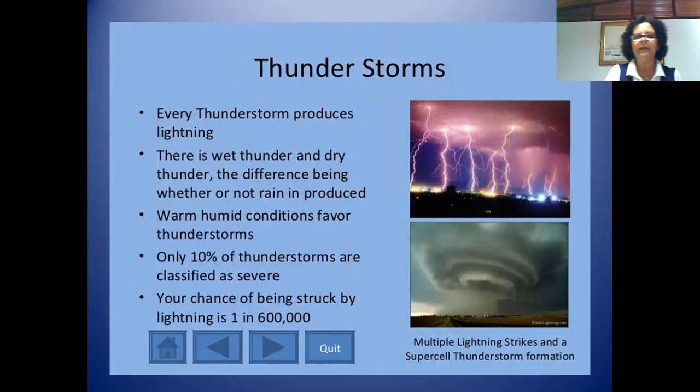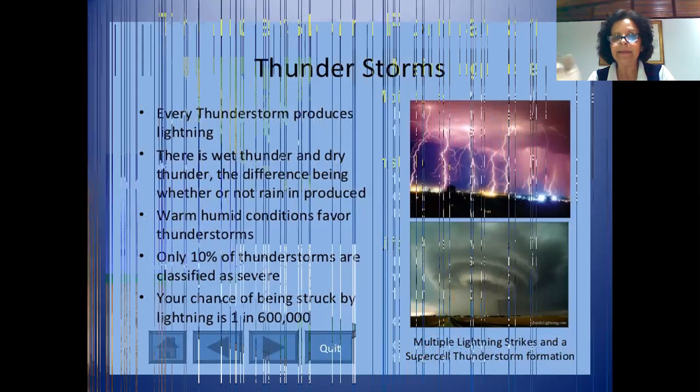We now go into thunderstorms. Every thunderstorm produces lightning, and there is wet thunder and dry thunder, the difference being whether or not rain is produced. This is all about thunderstorms now. Thunderstorms are characterized by lightning and thunder.